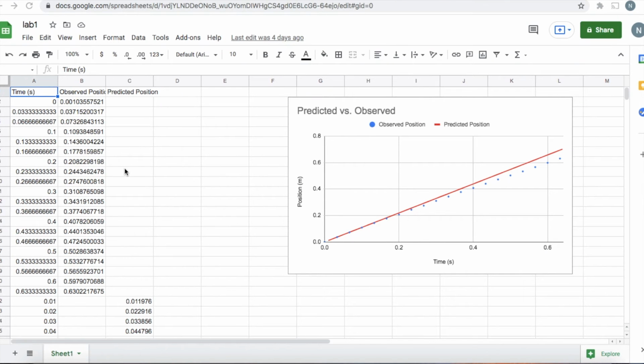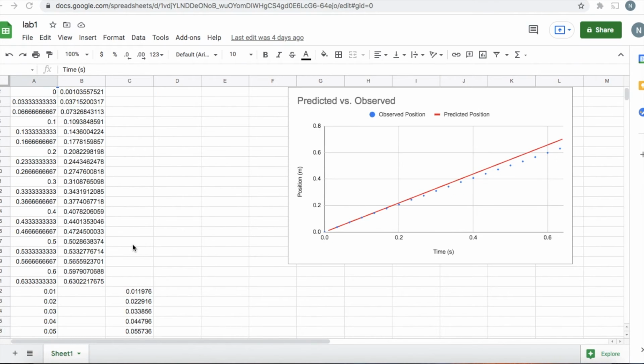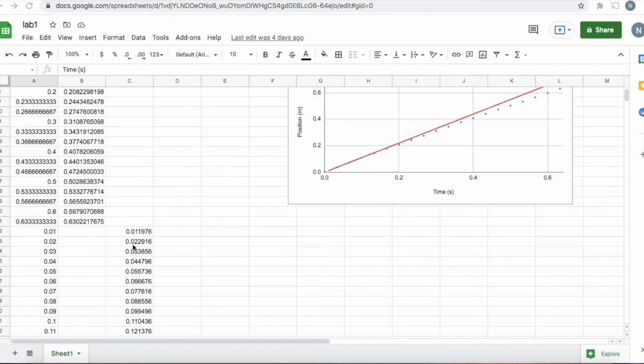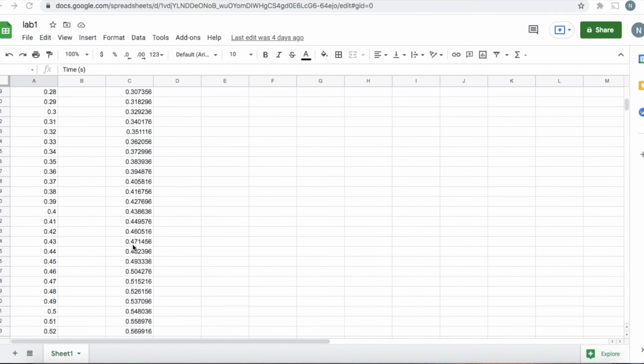So here's the Google Sheets for my lab, and I have the time in the A column, and then I have the observed position from Tracker in the B column, and then in the C column is the predicted position by the computational model, and here are all the data points.